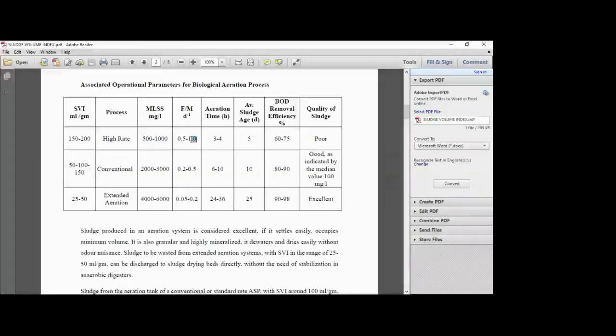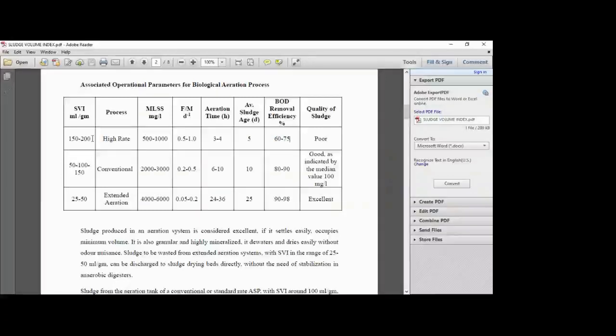Again, the food to microorganisms ratio is in the range of 0.5 to 1. So for such an SVI, the normal aeration time utilized by the STP operator is 3 to 4 hours only, right? And the average sludge age is only 5 days, and the BOD removal efficiency you get is 60 to 75% only, right? So BOD removal efficiency should be more than 90% at every stage.